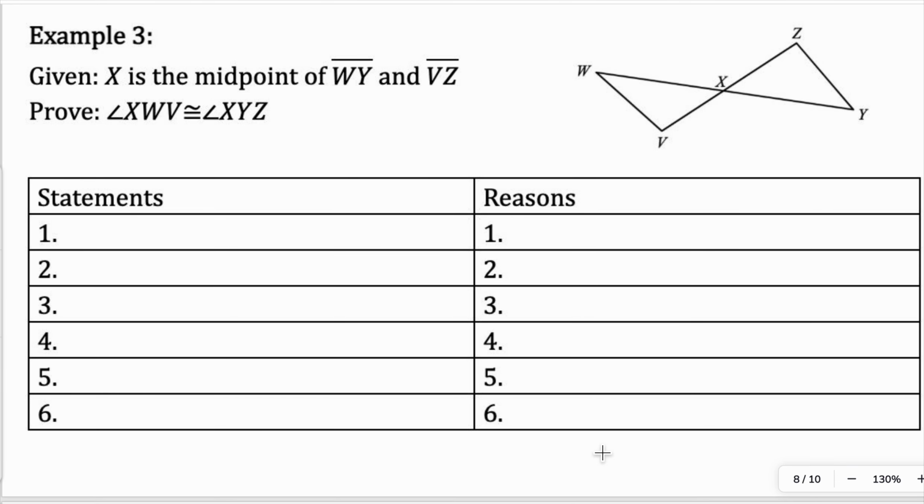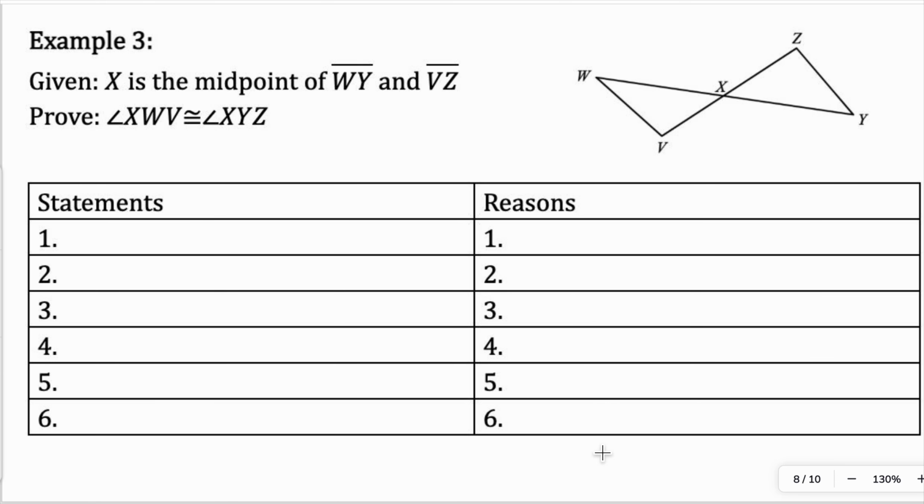In this one, we're given X is the midpoint of both lines WY and VZ. I want to know, how can I prove that angle XWV is congruent to angle XYZ? Again, if you want to, pause the video here. If you want to try it by yourself, if you're ready to check it with me, let's keep going.